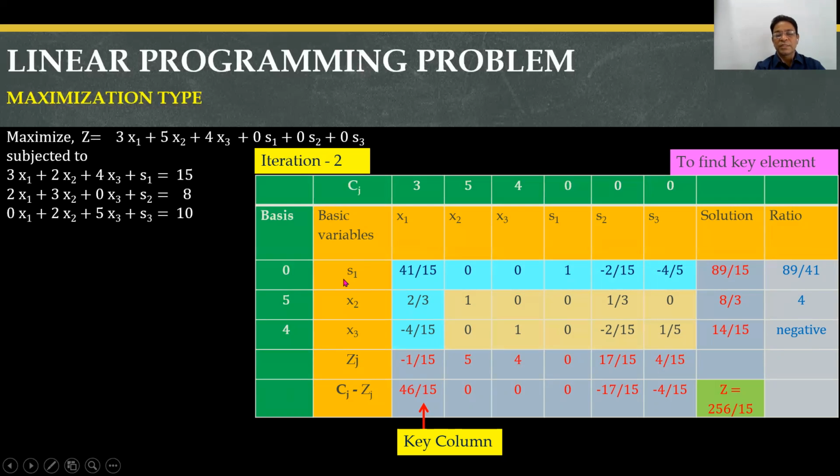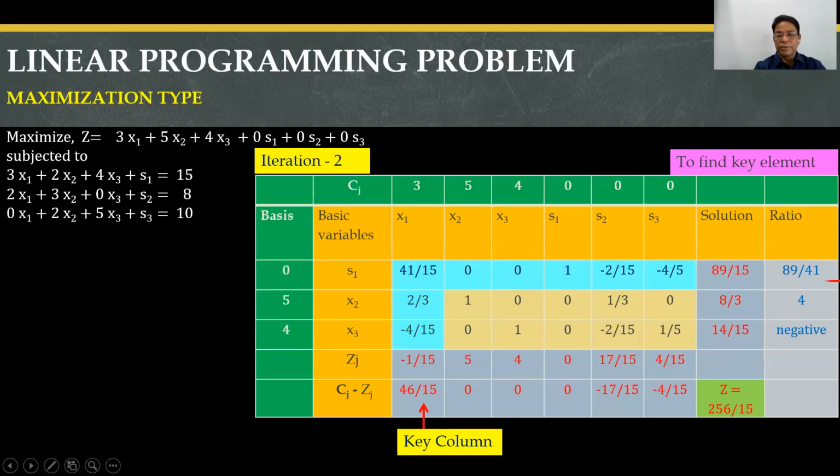S1 will now leave the solution, means S1 will not be basic anymore. As of now, S1 is basic, X2 is basic, X3 is basic. We started with S1, S2, S3 as basic, but now S1, X2 and X3 are basic. But now S1 will leave the solution, and the new basic element will be X1. Also notice one thing, that S1, X2 and X3 are the basic elements, so the Cj minus Zj value under X2, X3 and X1 should always be 0. Whichever is the basic element should have Cj minus Zj value as 0, and that can also be a check while you are solving a numerical.